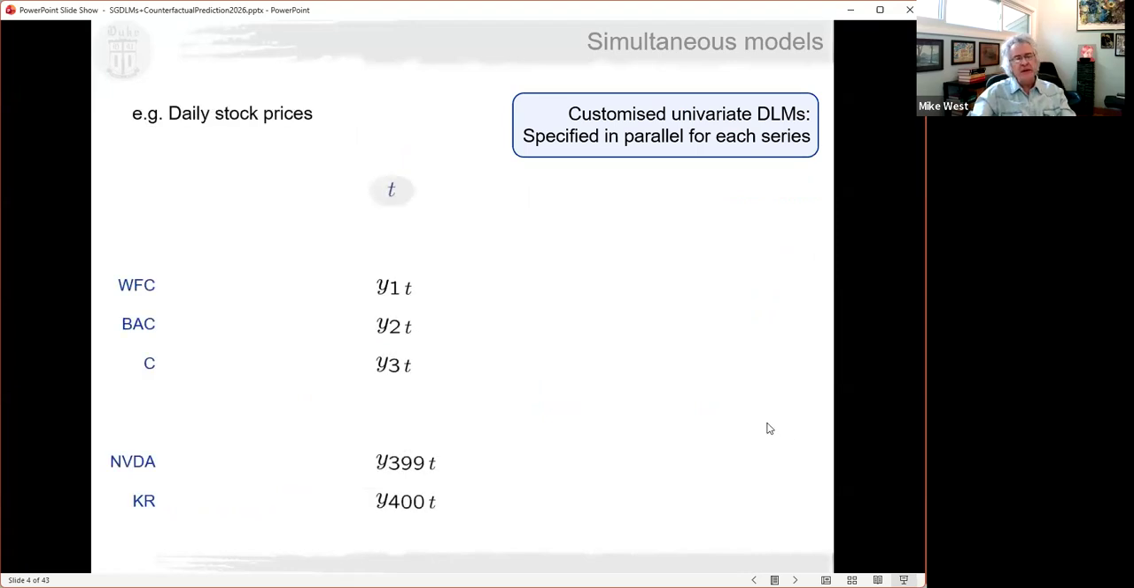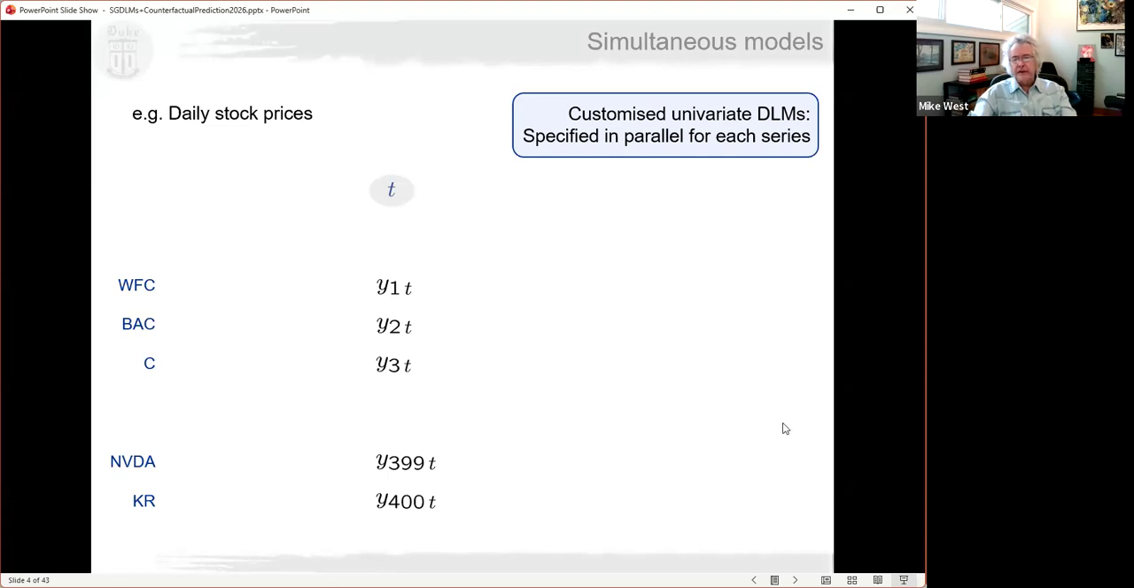The example I have is in finance. We've got 400 daily stock prices. WFC is Wells Fargo, BAC is Bank of America, C is Citibank. Some banking stocks, the first three listed. Then NVIDIA, Kroger, which is the largest US grocery store system. And we'll talk more about Kroger later on.